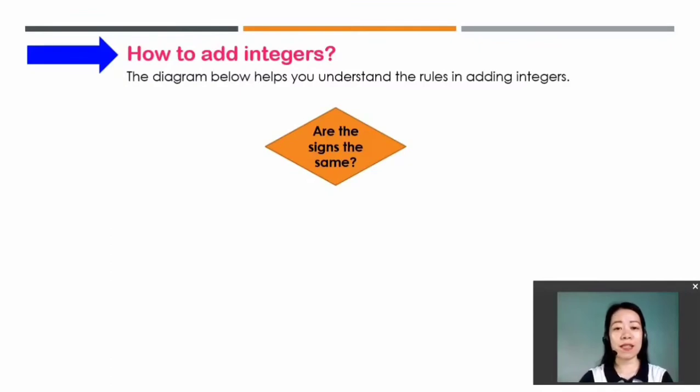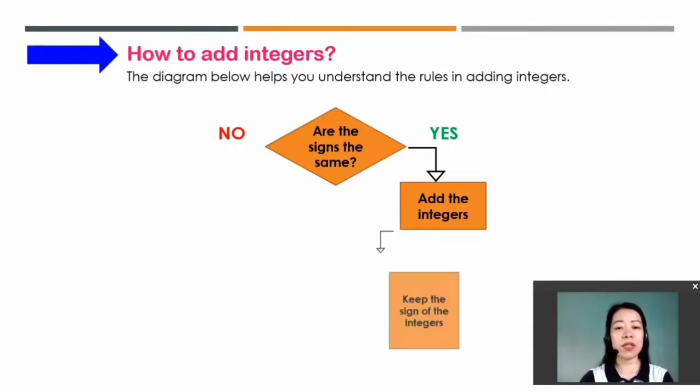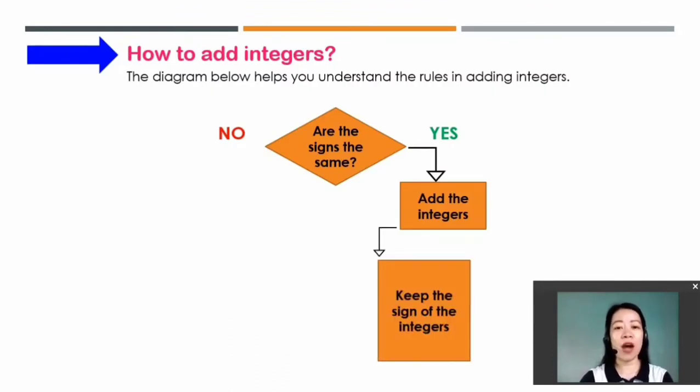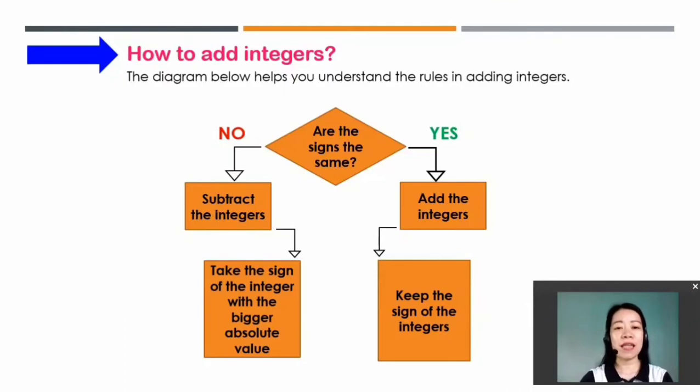Are the signs the same? Yes or no? If yes, add the integers and keep the sign of the integers. If no, subtract the integers and take the sign of the integer with a bigger absolute value.